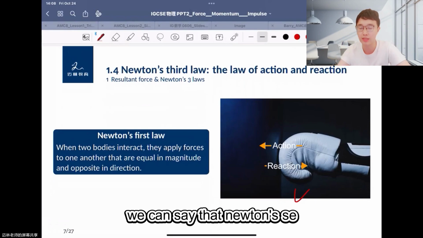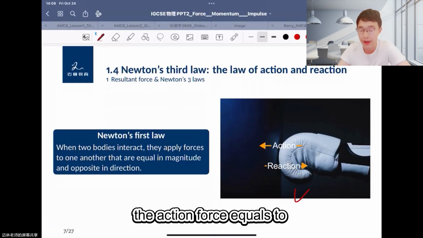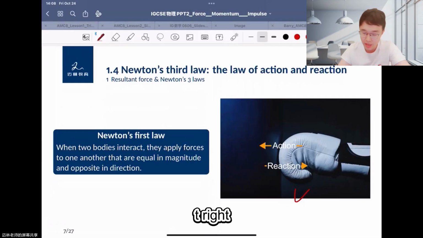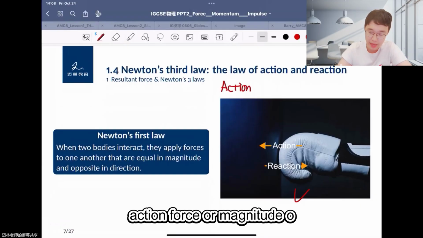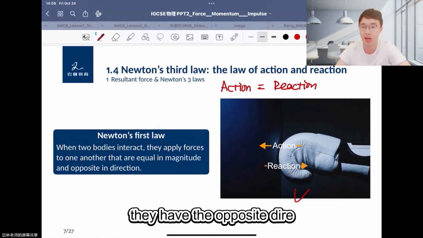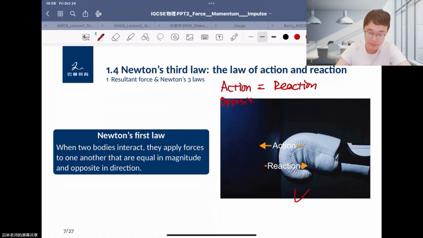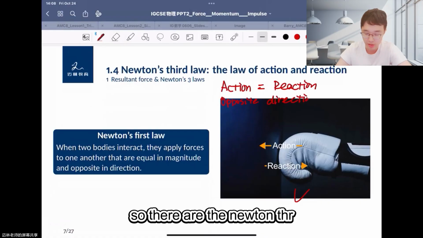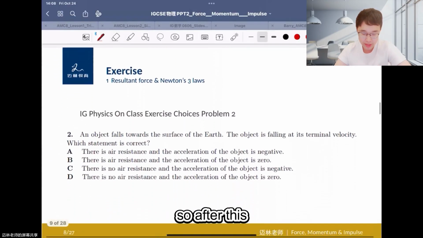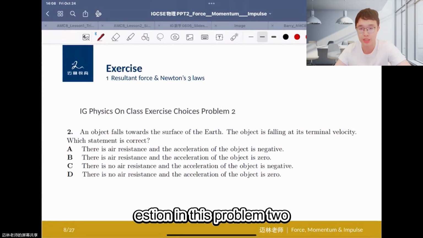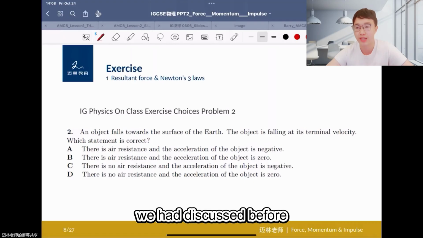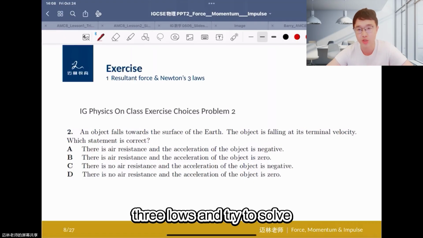We can say that Newton's third law means the action force equals the reaction force. And it only happens between two objects. There's no third object, right? So we can say the magnitude of action equals reaction, and they have opposite directions. Okay, so that is Newton's third law. After this, let's do a very small question, problem 2, please. Just try to use the way we have discussed before, like Newton's three laws, and try to solve the problem. Okay.